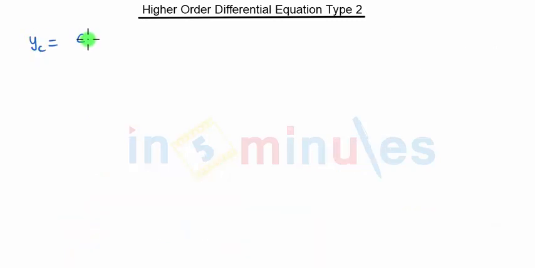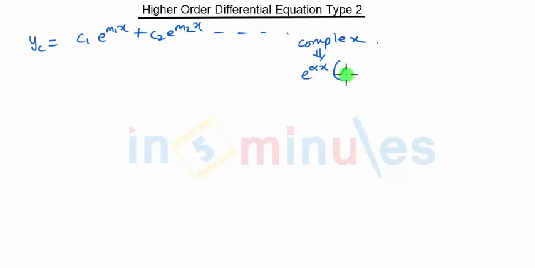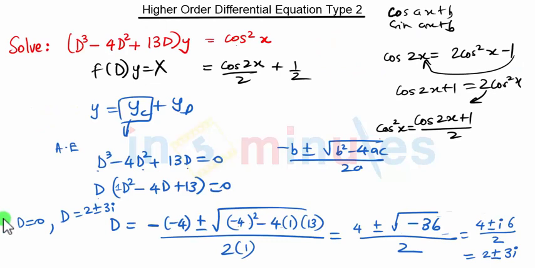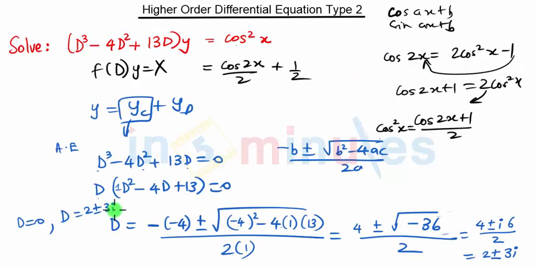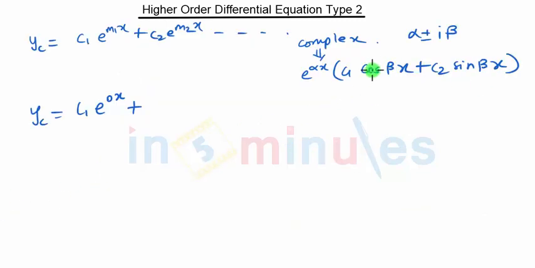We know that complementary equation is given by c1 e raised to m1x plus c2 e raised to m2x and so on. But for the complex part, the equation is given by e raised to alpha x into c1 cos of beta x plus c2 sin of beta x, where the roots are alpha plus i beta. So our yc will be, for D equal to 0, simply c1 e raised to 0x, that is m1x, plus for complex roots it will follow this equation.